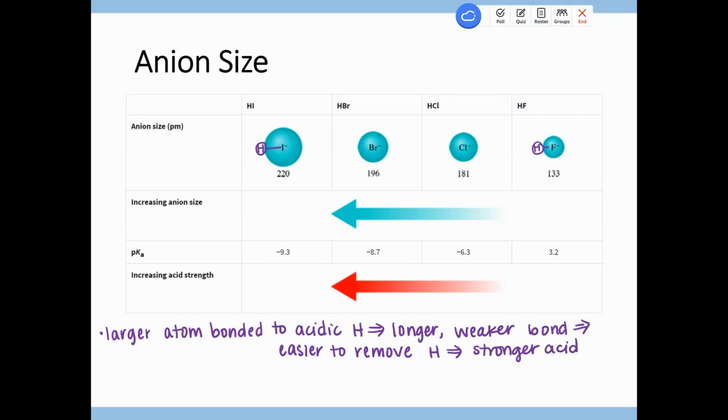Okay, I've got a lot of things on the slide here. So larger atom bonded to acidic hydrogen, like iodine compared to fluorine. Iodine is a larger atom. That means the bond to the hydrogen is longer, which means the bond is weaker, which means it's easier to remove the hydrogen, which means stronger acid.